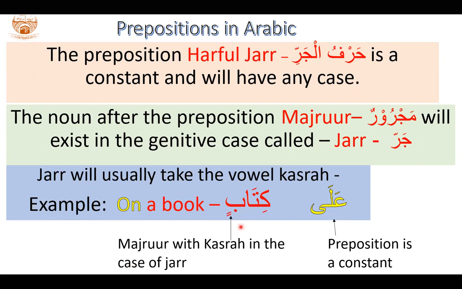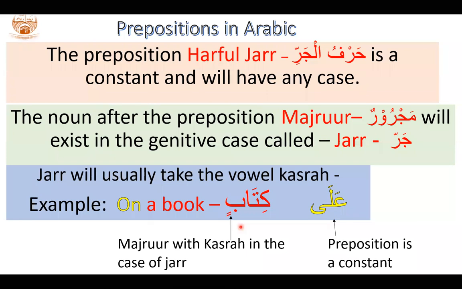So far, we have met with the case of rafa. What is rafa? Rafa is the case that is applicable for the mubtada. What is the mubtada again, everyone? The subject of the nominal sentence. Rafa is applicable to the khabar. What is the khabar? The predicate of the nominal sentence. Rafa is applicable as well to the fa'il, the subject of the verbal sentence. So there are three structures that we did so far in which we'll use the case rafa. And rafa usually takes what vowel? It usually takes the vowel dhamma.